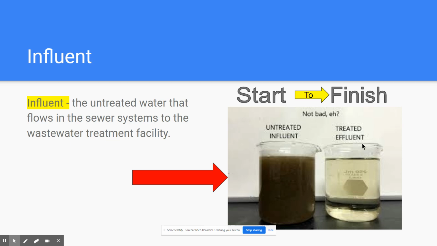What we want to get to is what's known as effluent water, or clean, treated water that can then be released back out into the environment.